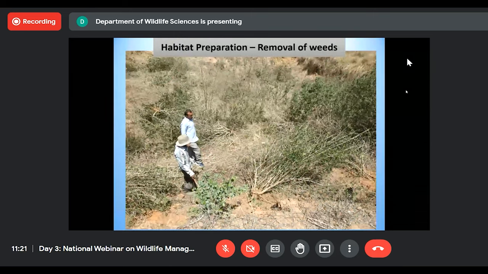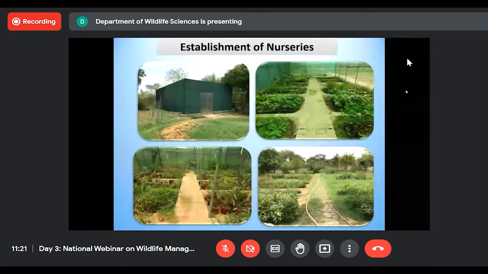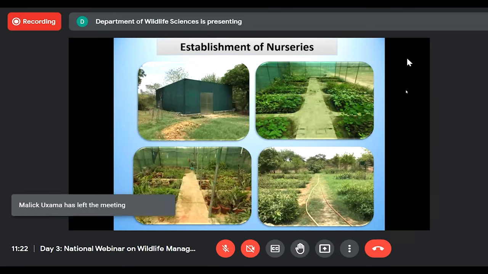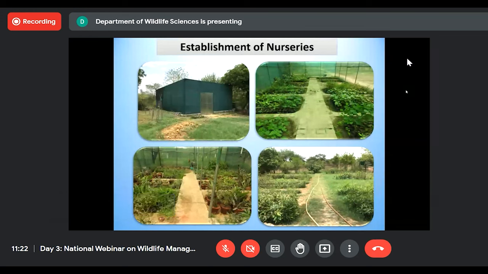Then you remove the weeds also, the lantana, other weeds, and annual weeds. Manually starting, it takes time to prepare the land. Then you can think about what kind of plant communities and animal communities will come over here. Then the very important part is your stocks of wild plants, collected from different forest nurseries or forest reserves or national park wildlife sanctuaries. So you establish a nursery also.